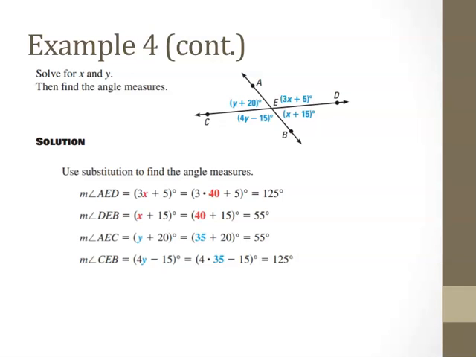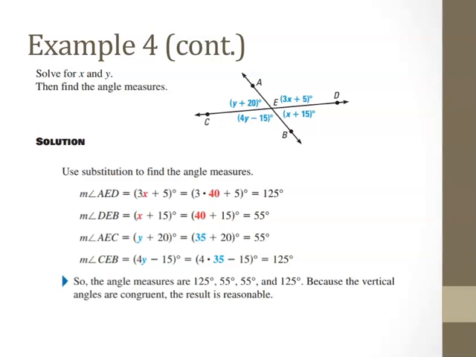So just as a check, we can see here that the vertical angles are congruent to each other. We have the 55 and the 55 degree angles congruent to each other, and 125 and 125, those vertical angles congruent to each other as well.